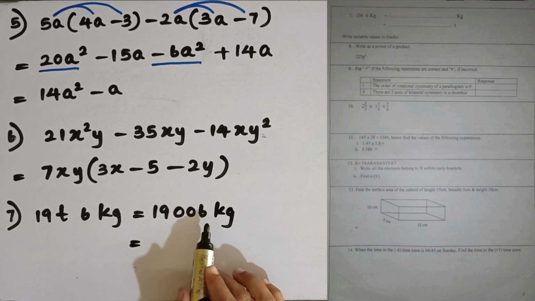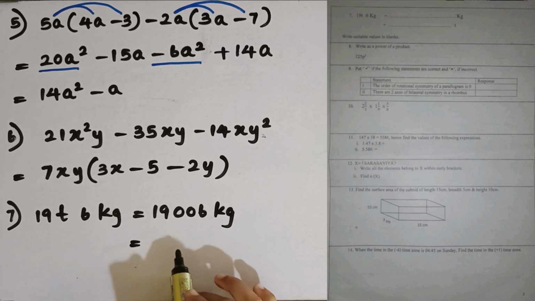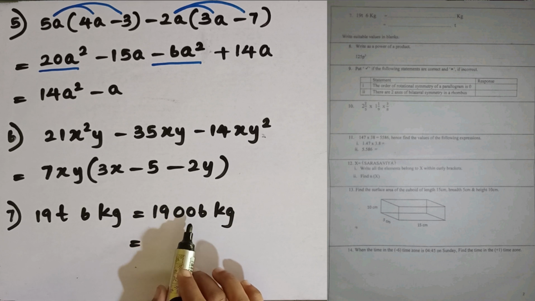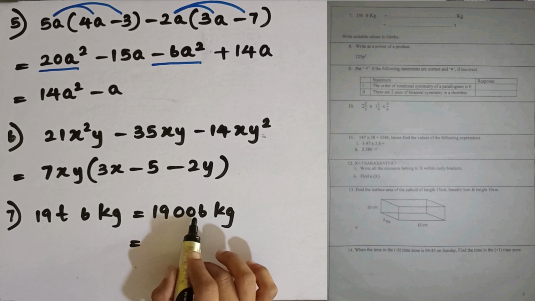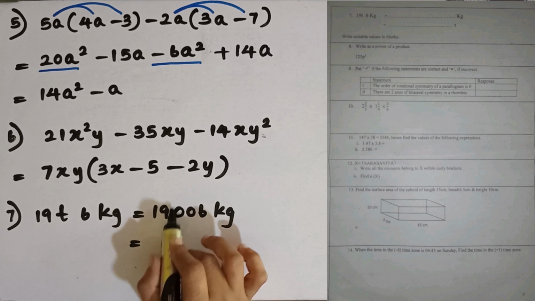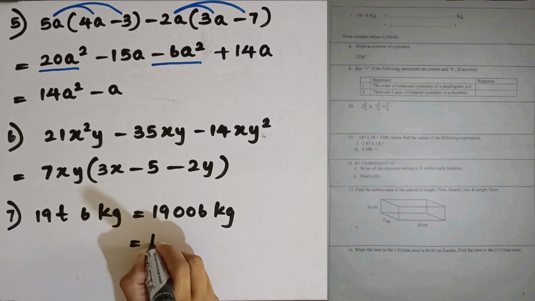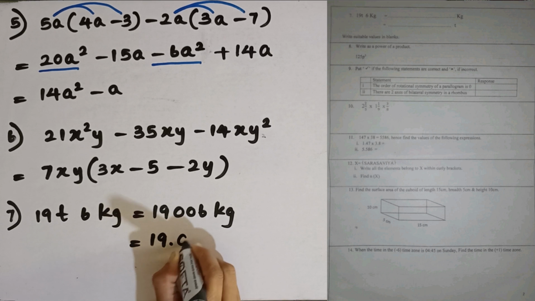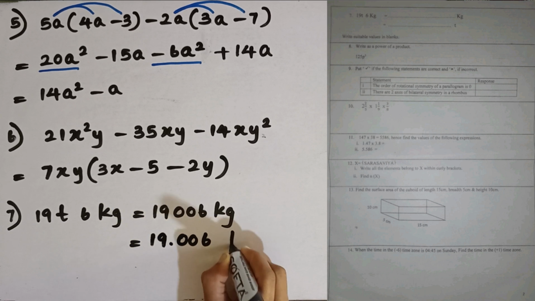Next, we have to convert this into tons. When converting an amount in kilograms into tons, we have to divide by 1000. When dividing this value by 1000, the decimal point goes 3 places to the left side. So the answer is 19.006 tons.